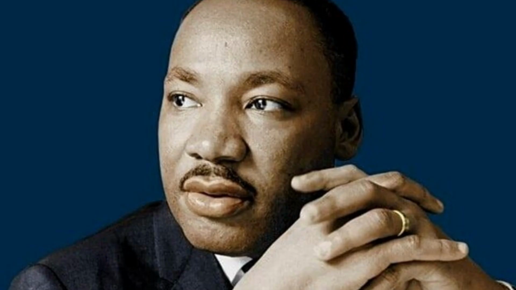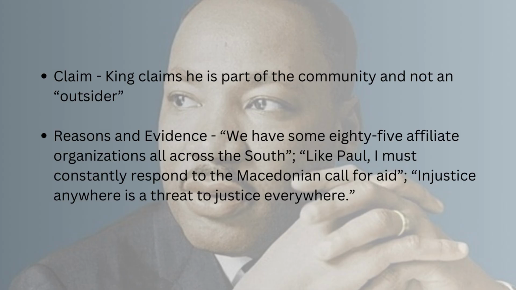Even master writers like Dr. Martin Luther King Jr. used this basic structural approach. For example, in Letter from Birmingham Jail, take a look at how King structures one of his arguments, responding to the criticism of his being an outsider to Birmingham. King claims that he is indeed part of the community and not an outsider, and he follows this claim with 2 pieces of evidence. 1. His organization is spread all across the South with 58 affiliates.